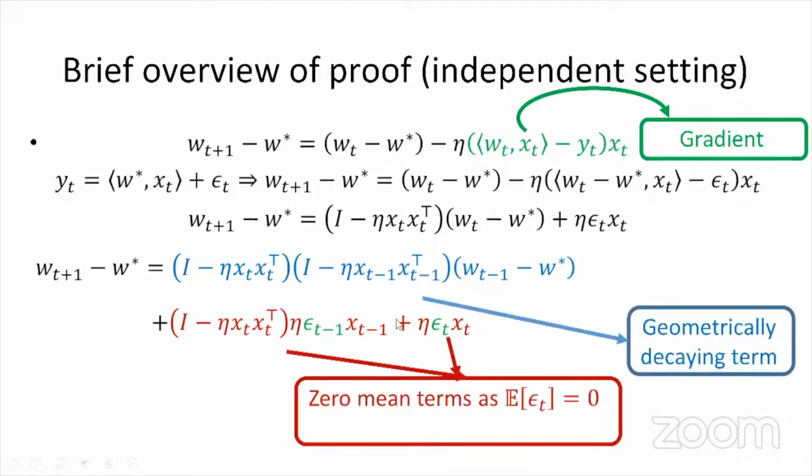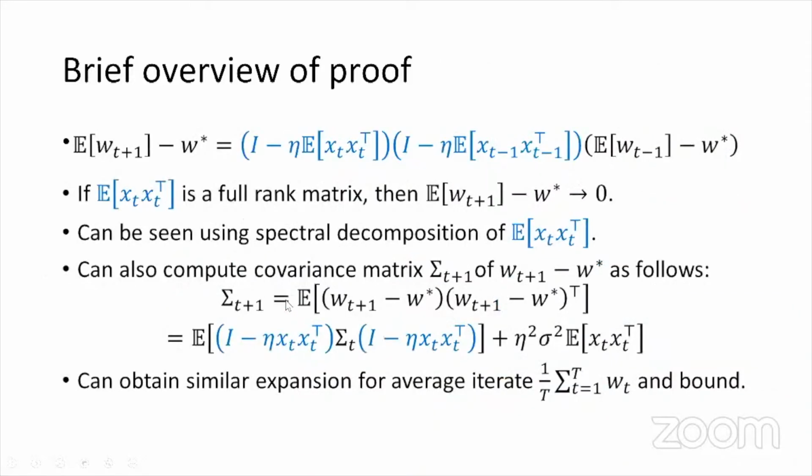So once this is true, both of these become zero mean, and this is actually a geometrically decaying term, because we would hope that this part concentrates around the Hessian. So I minus eta H is a matrix whose eigenvalues are all strictly smaller than 1. So we hope that this is a geometrically decaying term. At least in terms of expectation, we see that this converges to 0. So the expectation of the distance to the optimum is converging to 0, especially when the expected value of x_t x_t transpose is a full rank matrix. And as I mentioned, this can be seen using the spectral decomposition of the expected value of x_t x_t transpose, because this basically decomposes along all the eigen directions.